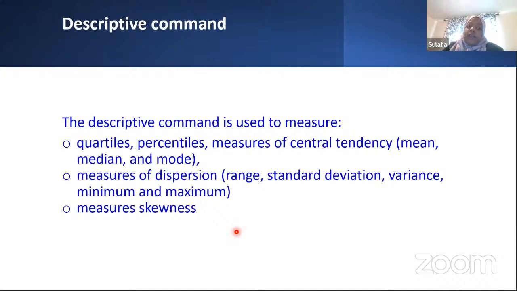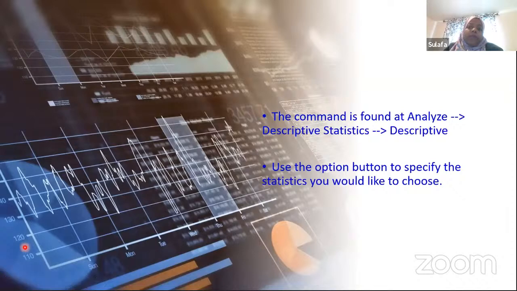Also, it measures dispersion: range, standard deviation, variance, minimum and maximum, and it measures also if there is skew, right or left skew, you can also see it. I will show you this in a minute. You can find it at Analyze, Descriptive Statistics, then go to Descriptive. So the previous one, we found it under Frequencies, but here you will choose Descriptive and use the Options button to specify the statistic you would like to choose.